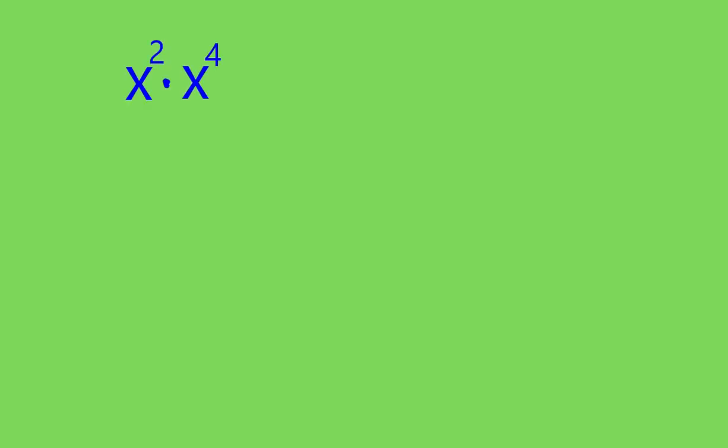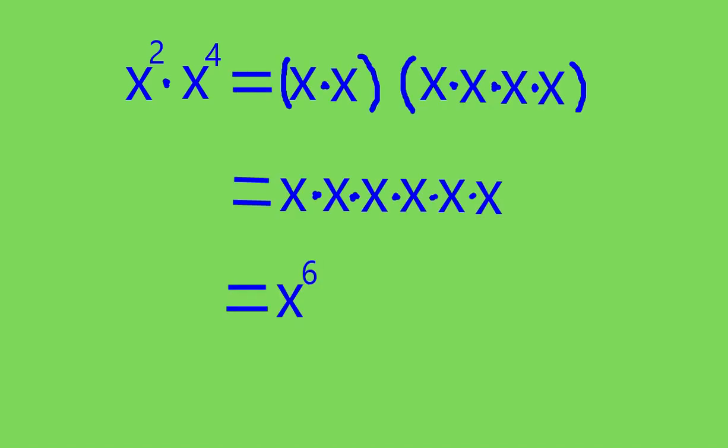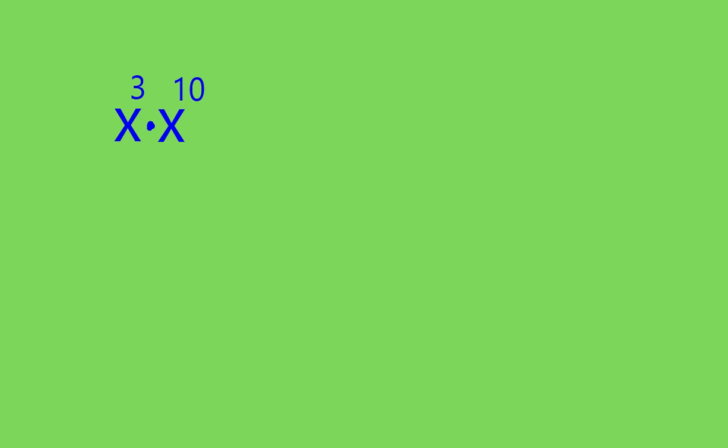Whenever we have 2 numbers or letters that have the same base and are being raised to an exponent and also are being multiplied together, we just need to add the powers. This is called the product rule for exponents. Similarly, we have 2 letters, x, that are being raised to different powers or exponents and are being multiplied together. We need to add the exponents and keep the base. 10 plus 3 equals 13. So we are left with x raised to the power of 13.